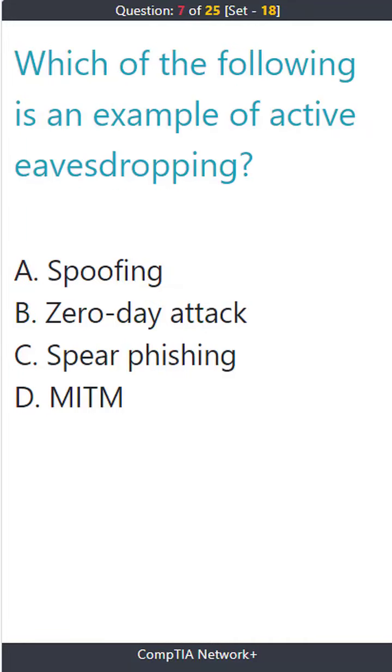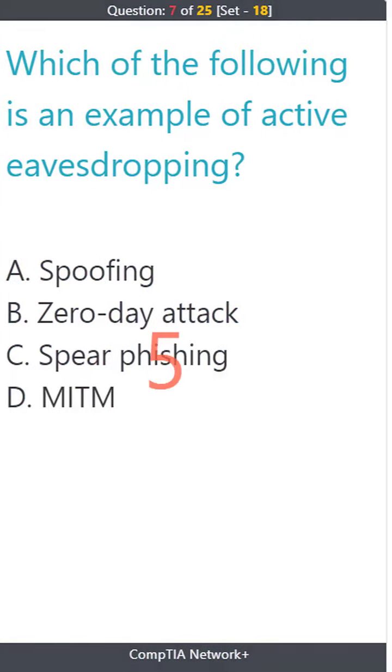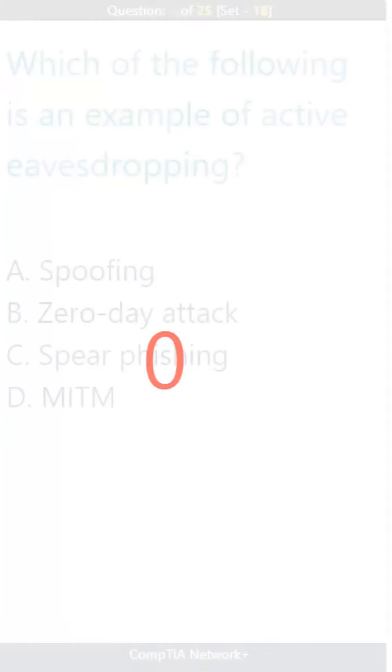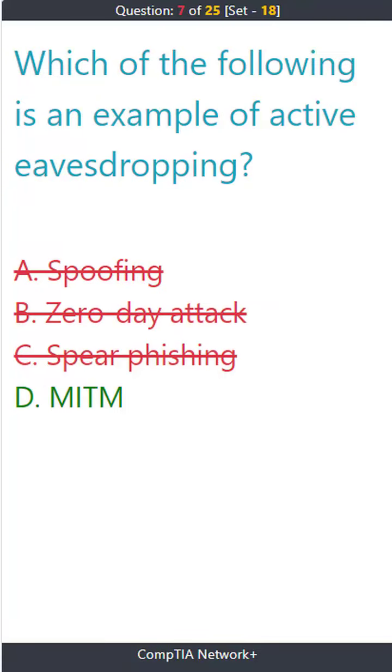Question 7. Which of the following is an example of active eavesdropping? A. Spoofing. B. Zero-day attack. C. Spear phishing. D. MITM. The correct answer is D. MITM.